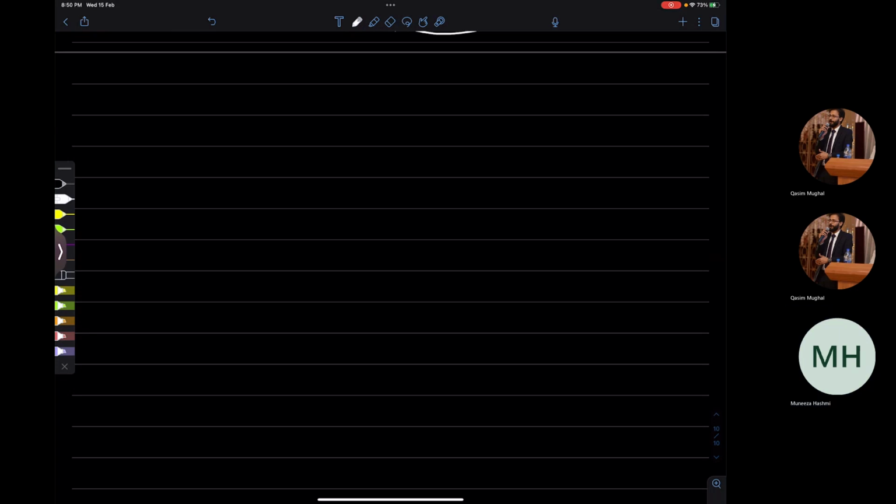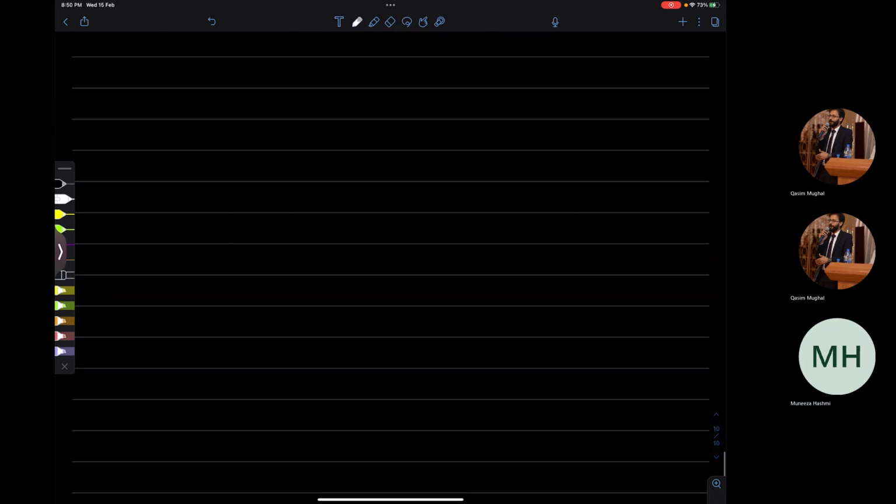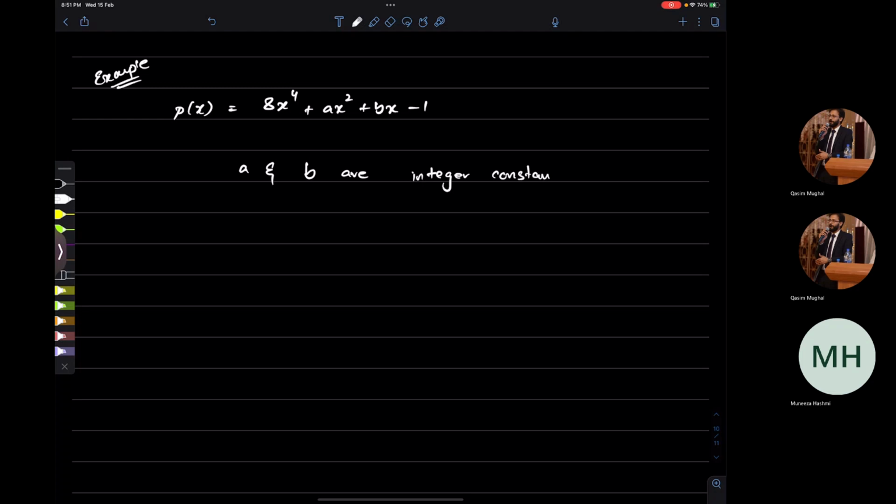Now, earlier I talked about simultaneous equations, so I'm going to do a question of that nature. Let's say I've got a polynomial p of x, and it is x to the power 4 plus ax squared plus bx minus 1, where a and b are integer constants. So these are integer values; the examiner has specified it. So a and b are integer constants.